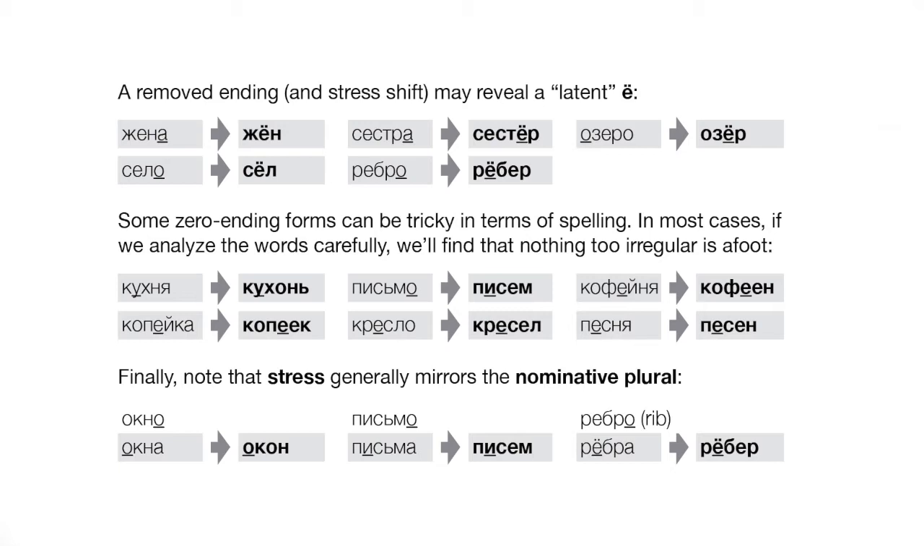That we're left with the final cluster, but we don't need o or ё here because we have a soft м. So instead of o, which would be a hard mobile vowel, we get e instead, and that gives us писем.